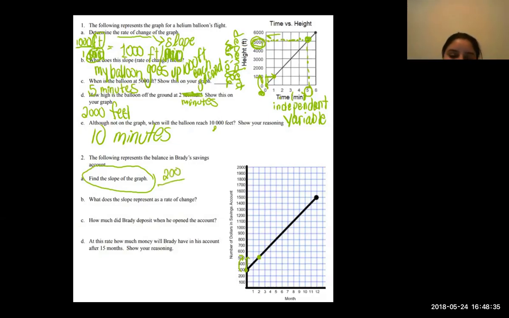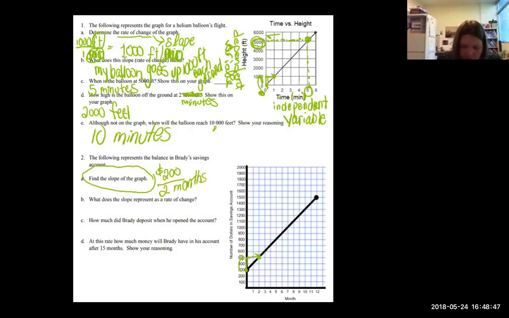And now you can tell me how much I ran. I did $200 over how long? 2 months. And that one did start at 0, so it's super easy to see. So $200 over 2 months means that my slope is 200 divided by 2, which of course would be $100 per month. Does that make sense? The slope of this graph is $100 per month.